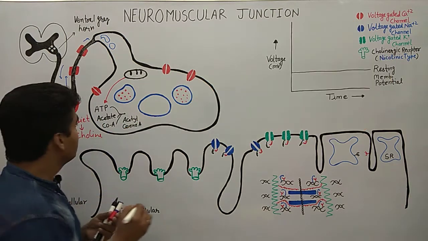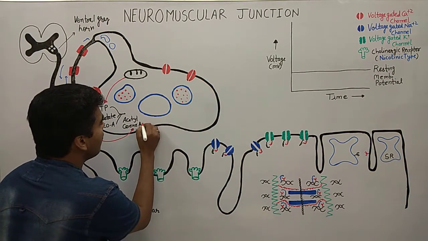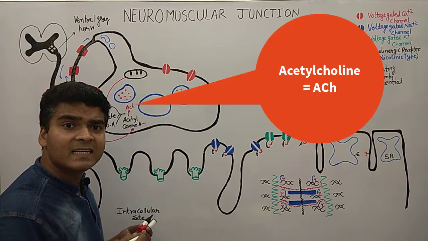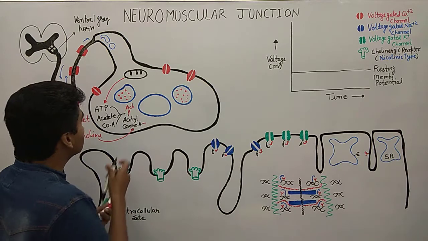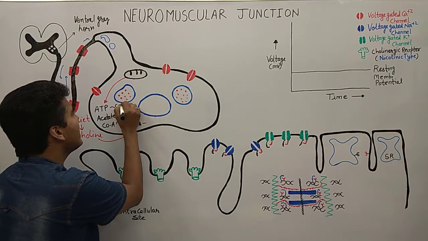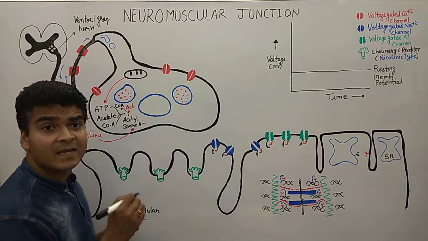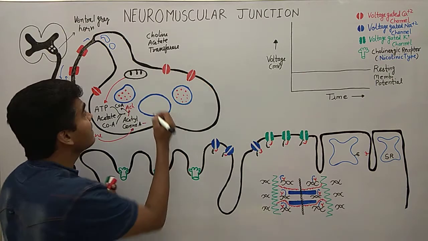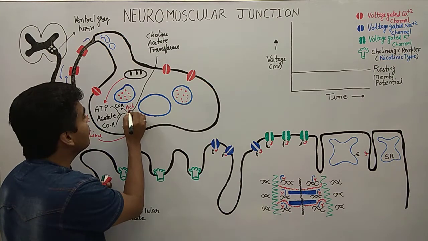Okay, clear? Now this choline will bind with this acetyl coenzyme A and it forms acetylcholine. I'm just writing in short. As well as there is also a removal of coenzyme A. This reaction happens in the presence of an enzyme known as choline acetyltransferase. I'm just writing here. So this enzyme reaches this portion and helps in the formation of acetylcholine and coenzyme A.